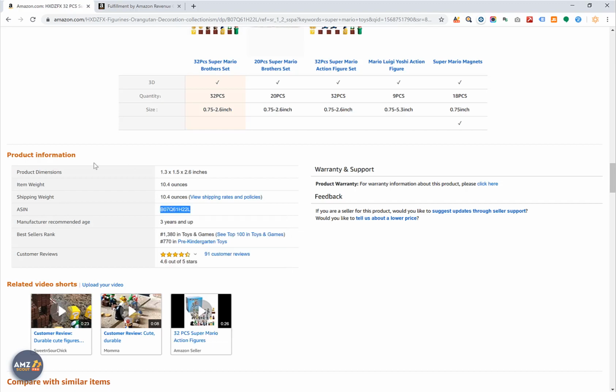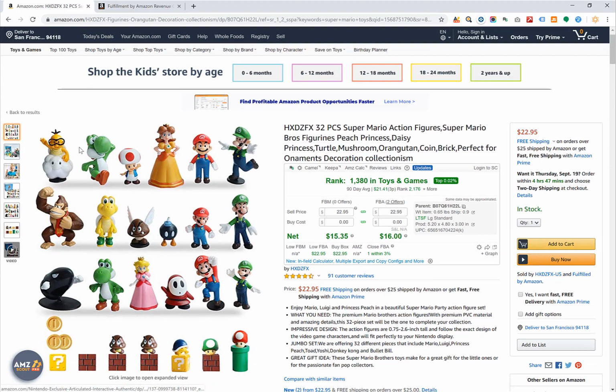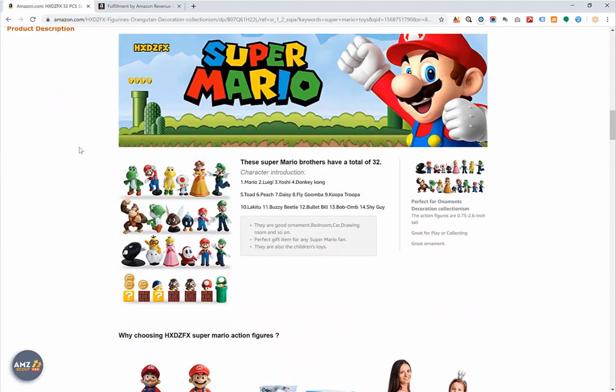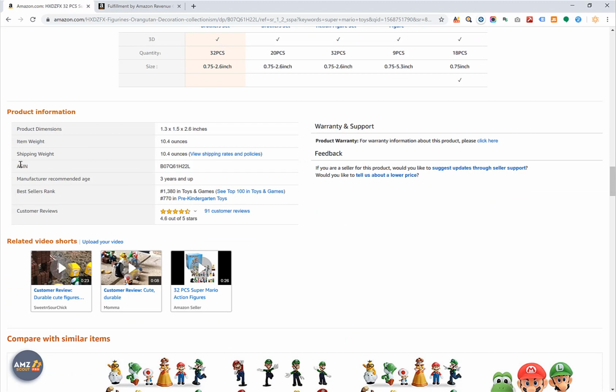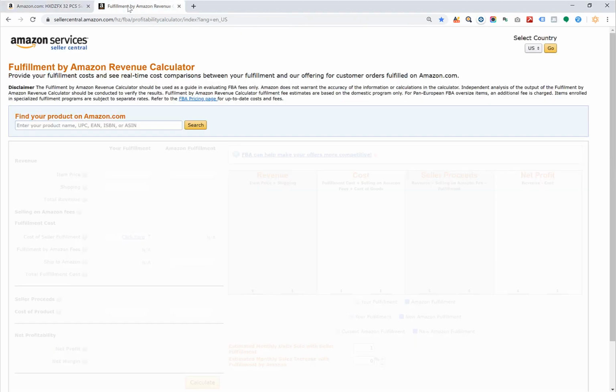So if you don't know where that is, as you can see, I just scrolled down below the listing. There's a portion called product information, and it will always have the ASIN number listed there. Or if you're on a Mac, you can use Command F. If you're on a PC, you can use Control F and just type ASIN, and it will pull it up for you on the page. So either way, you need to copy and paste this number, and then you're going to go over to the revenue calculator and just paste it in here.